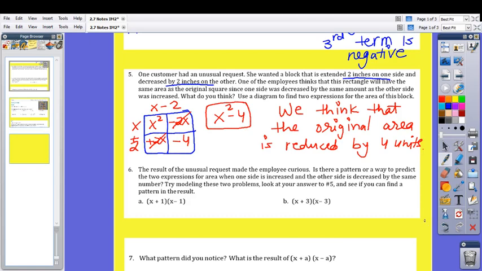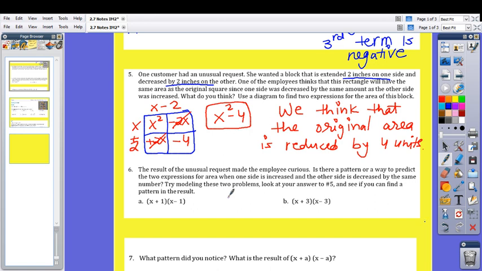Okay, guys, let's continue. So, in number 6, it is asking us to verify if what we observed is true.